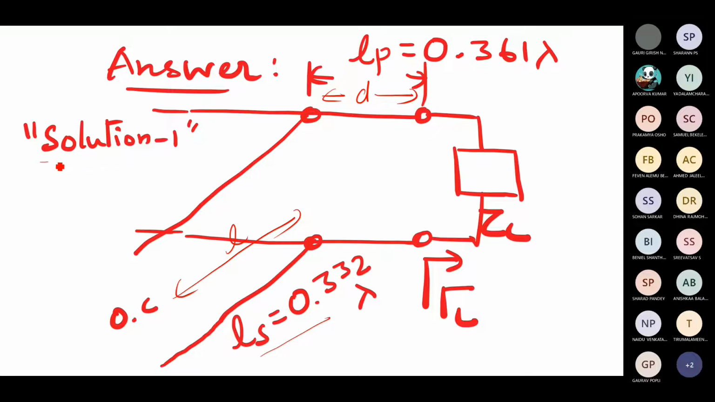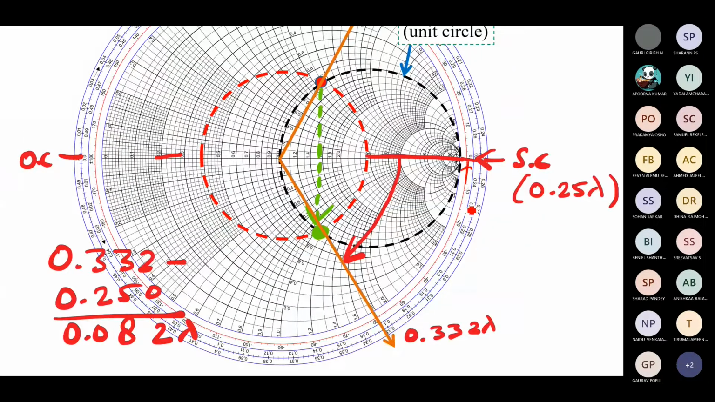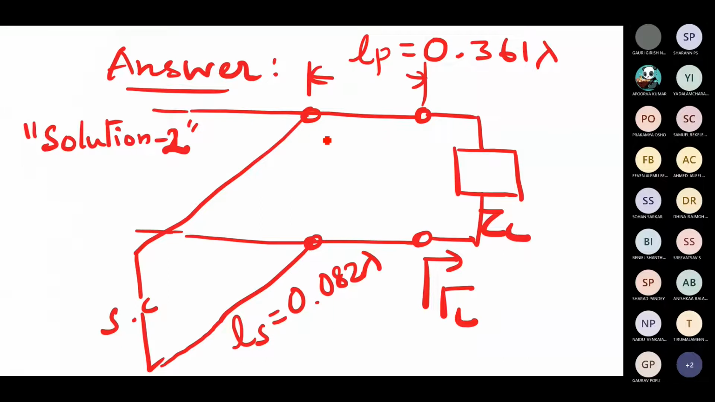But this is one of the solutions. There is another solution possible. What is the second solution? We take with respect to the short circuit point. When we take the short circuit point, we can reach this particular point. This short circuit reference point is 0.25, and this is the final location of the stub. We have to find the difference between them. So we got the difference, and this is the short circuited stub length. The same point D will get a different L.